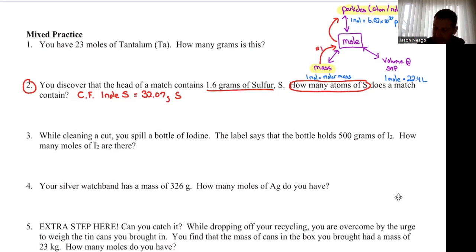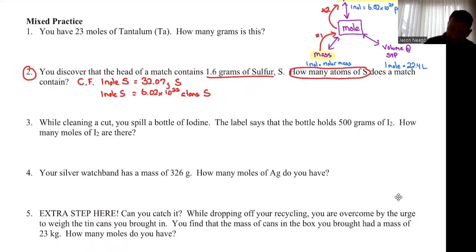Okay, so that takes me from mass to moles. Well, I still need to add a second conversion factor, one that will take me from moles to particles. And this conversion factor is 1 mole of sulfur is equal to 6.02 times 10 to the 23rd. In this case, we're talking about atoms of sulfur. Okay, so that's my second conversion factor. So I have to apply 2 for this problem.